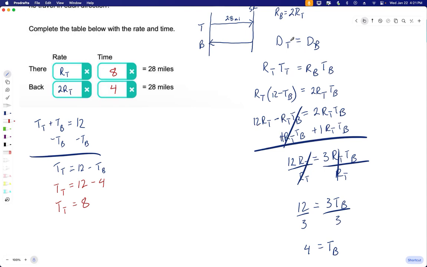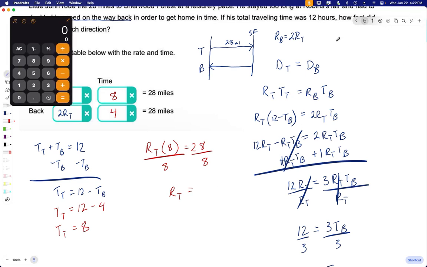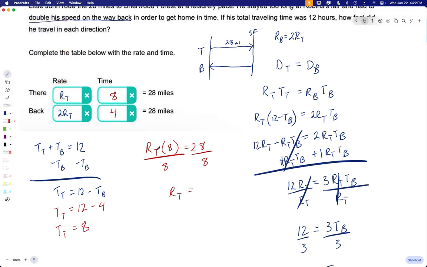All I have to do now is find RB, which is equal to 2 times RT. But I can't find either one of those without doing this equation. RT times 8 is equal to 28. Divide both sides by 8. RT is equal to 28 divided by 8. Yeah, 3.5.